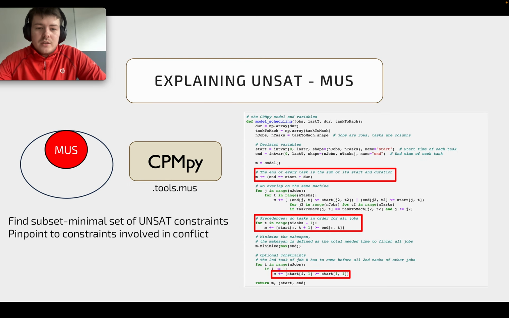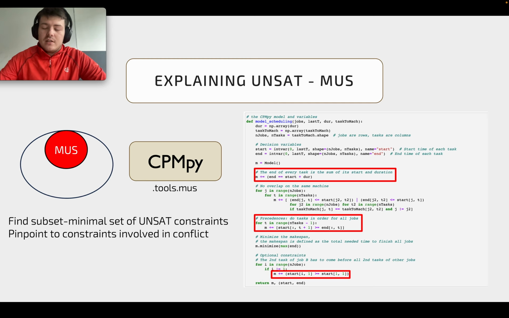And how to do that? Well, there is this thing called a MUS, which is a minimal unsatisfiable subset of constraints. And what this will do is it will find a set of constraints that makes your problem unsatisfiable, right? So it will pinpoint the constraints that are the cause of one of the conflicts in your problem. And you can use, for example, the MUS tool in CP2023, and MiniZinc has a similar tool as well.